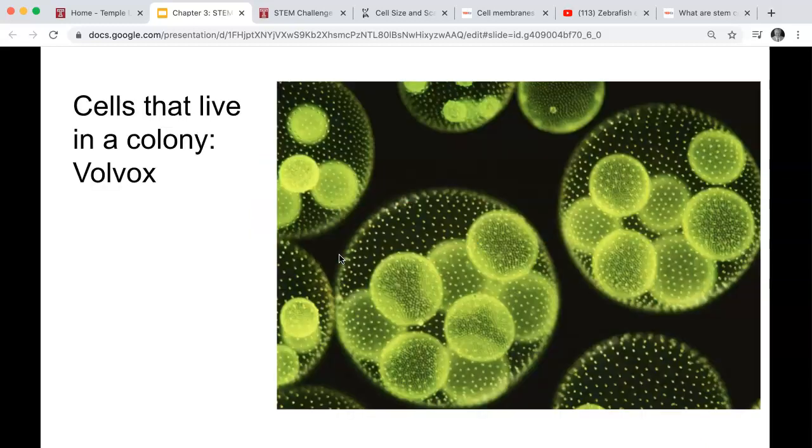But then as life changed, we also have living things that live in colonies. So here's a colony of an organism called Volvox, and every dot you see there is exactly the same type of cell. The cells are not what is called differentiated. They don't do their own thing, their own function. So each of those, they've just formed together as a colony.